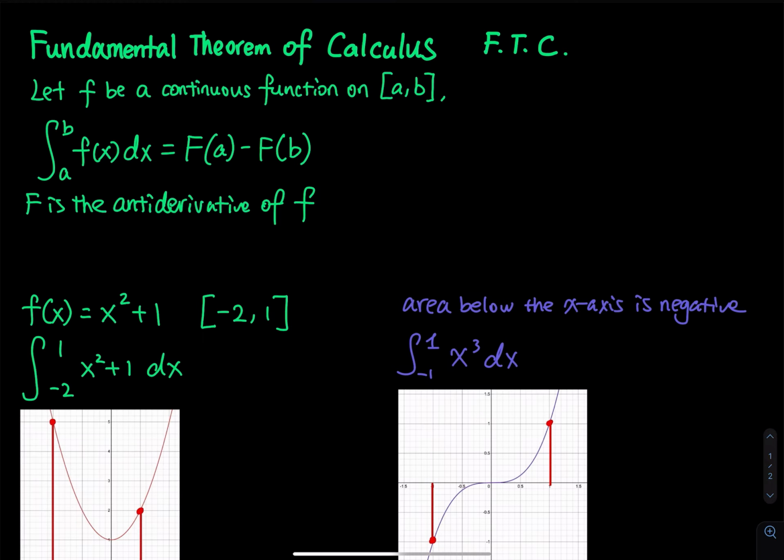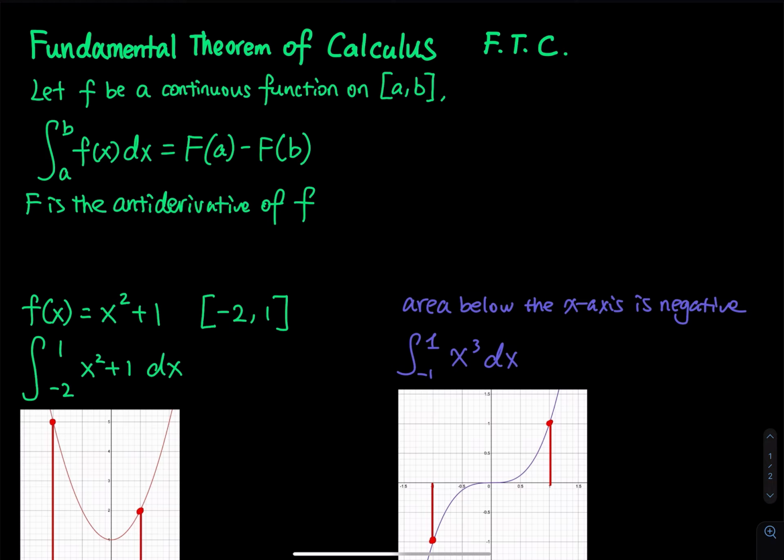Fundamental theorem of calculus, we just call that FTC. So let f be a continuous function on interval a to b, and then we have a definite integral. So this is an integral from a to b, f of x dx, that is equal to capital F of b minus capital F of a, and the capital F, the function, is the antiderivative of f.